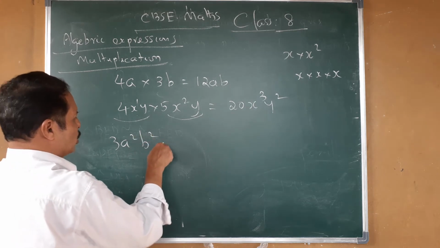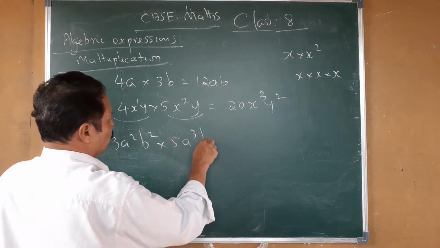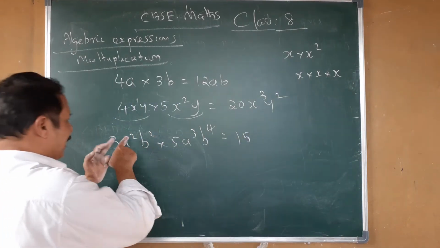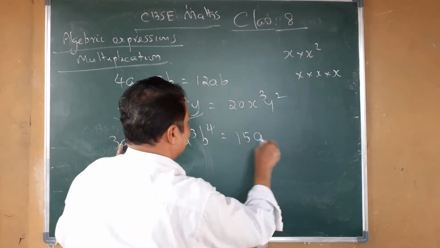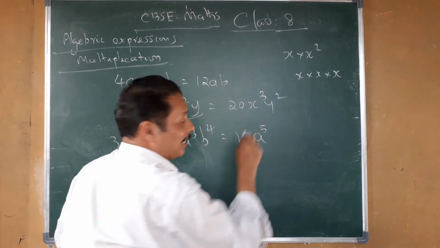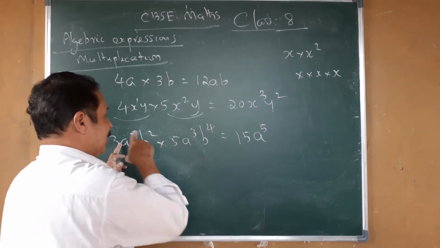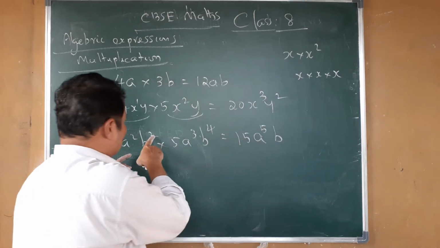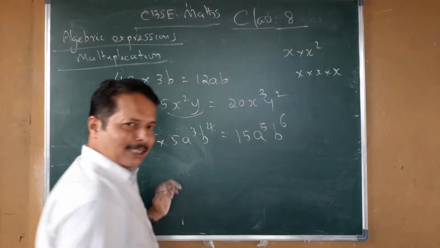3a square b square into 5a raised to 3 b raised to 4. 3 into 5, 15. a square into a raised to 3, a raised to 3 plus 2, 5. Remember that? b raised to 2 into b raised to 4 is b raised to 6. Is it clear?